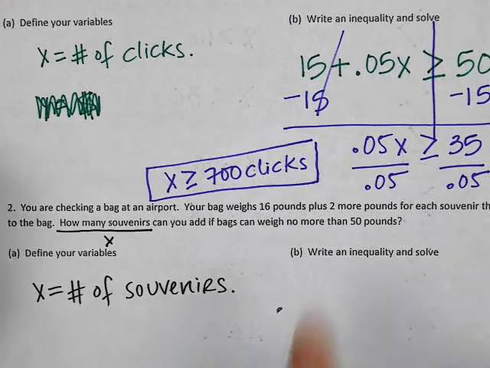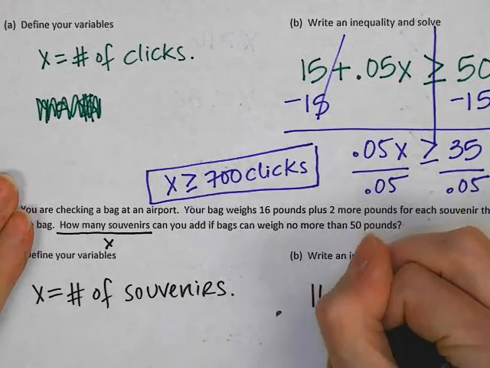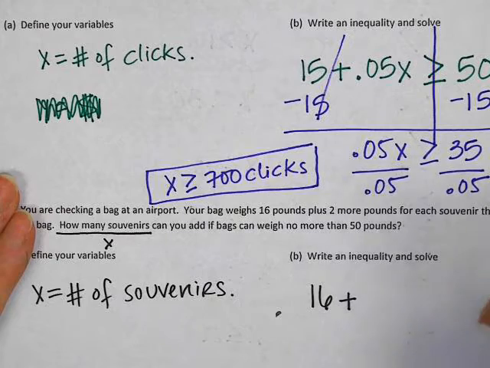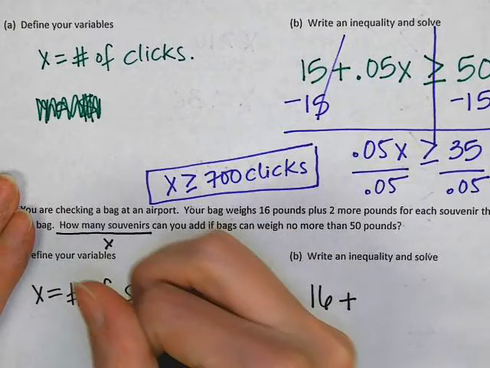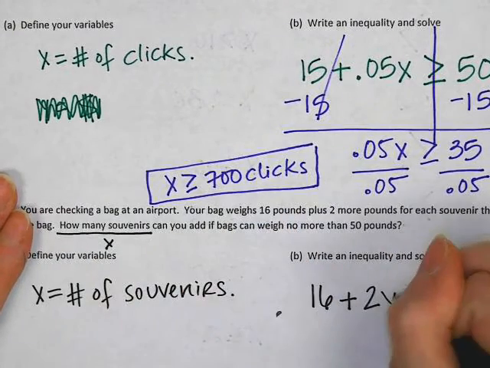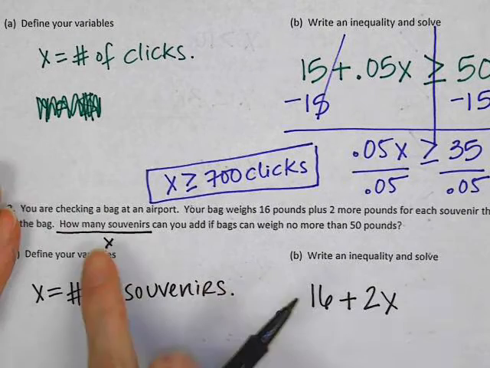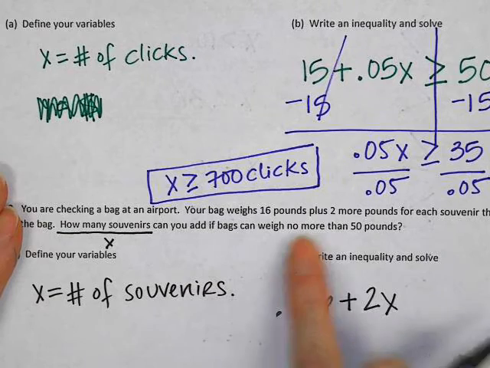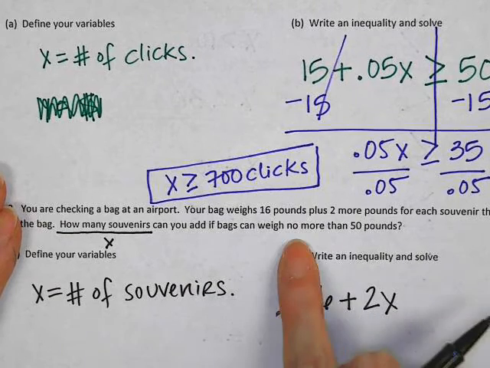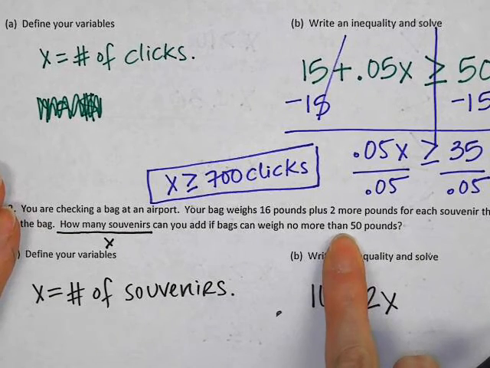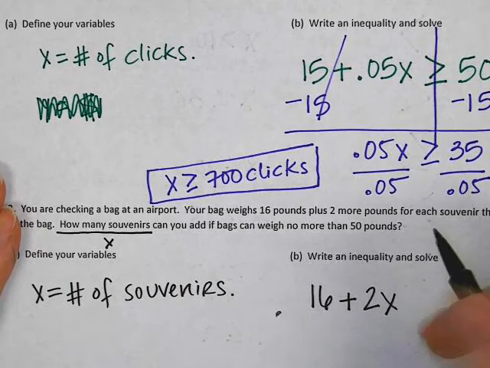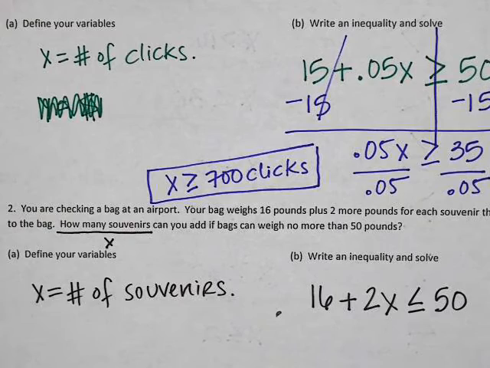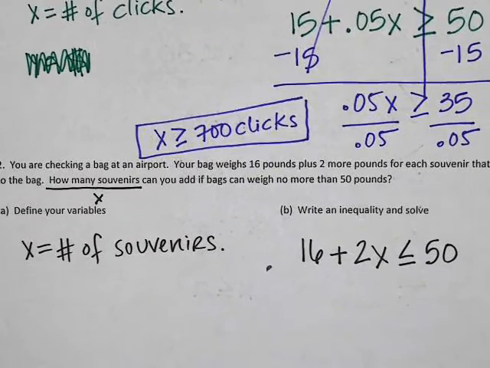All right, so your bag weighs 16 pounds plus 2 more for each souvenir, but souvenirs are X, so 2X. How many can you buy if you want your bag to weigh no more than 50? So not more than 50 would mean what? If it's not more than, it's got to be less than or equal to 50. And then you guys can solve that.